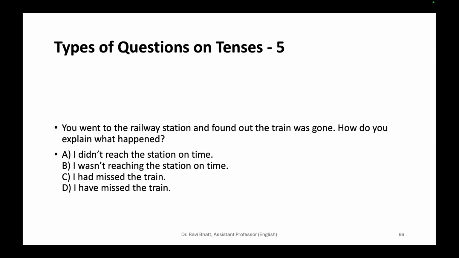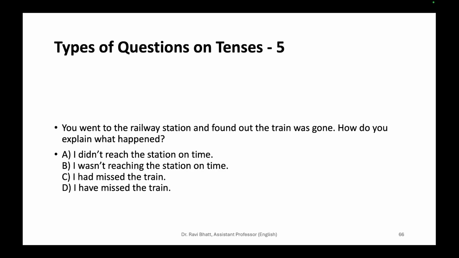In this particular sentence, two actions happened. Action number one was that the train had left the station, past of the past. And the second is your arrival at the railway station. So, what we could comprehend from the sentence is that you planned a journey for a specific train, but you got late to reach the railway station, and hence, before your arrival, the train had left the station. That means you missed the train.